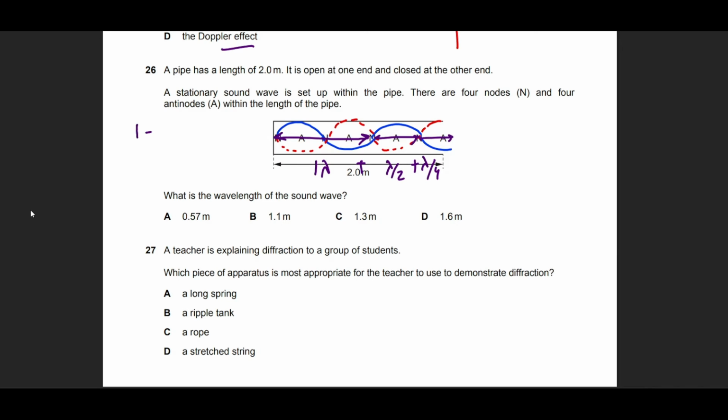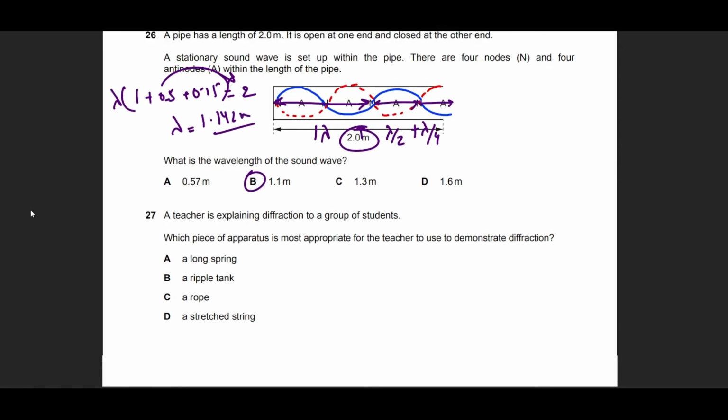So this is going to be 1 plus 0.5 plus 0.25. You'll get a fraction. Whatever the fraction is, this is going to be equal to 2, right? And then lambda is common on the outside, so just take the whole fraction on the other side. This is going to come out as 1.142 meters. So this is going to be 1.1, which is B.